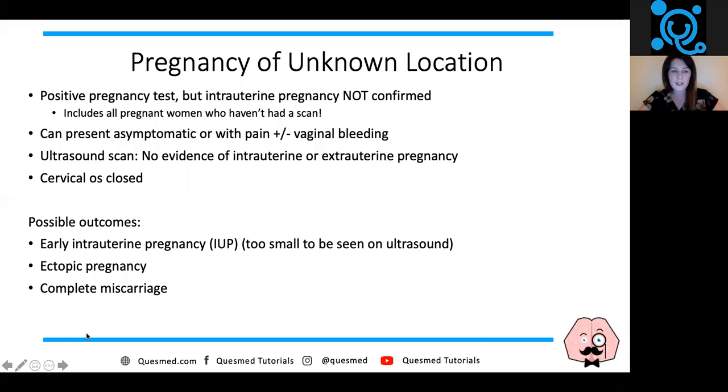Now, these patients can have several possible outcomes. It may simply be an early intrauterine pregnancy that's too small to be seen on ultrasound, or it might be an ectopic pregnancy, or it might have been a complete miscarriage where all the tissues have been passed.